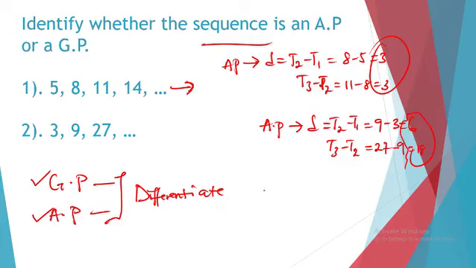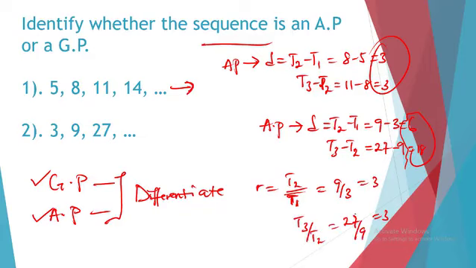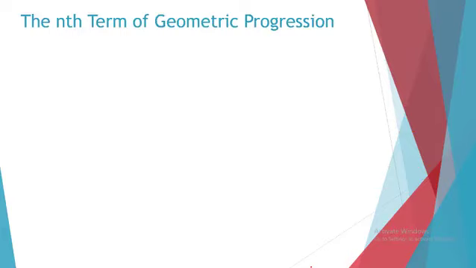I told us that GP is equal to T2 divided by T1, and that will give us 9 divided by 3, which will give us 3. Trying T3 divided by T2, we have 27 divided by 9, which will still give us what? 3. So we've confirmed that this is a GP. Okay, let's now quickly look at the nth term of a geometric progression.